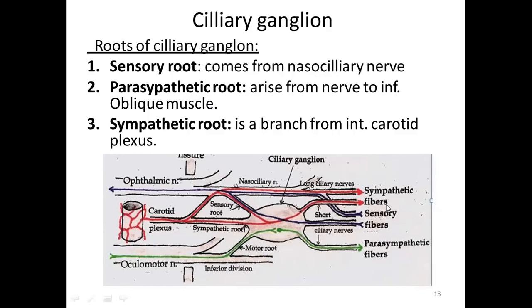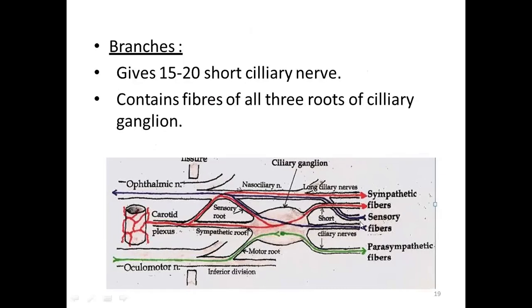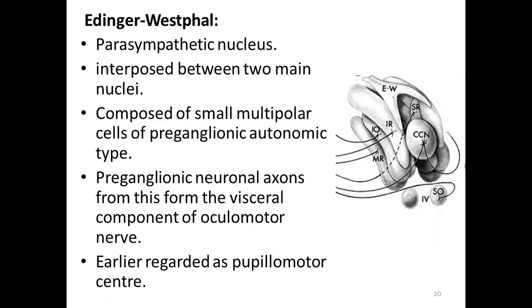the parasympathetic fibers, the ciliary nerves, the sympathetic fibers, and sensory fibers can be located. Giving 15 to 20 short ciliary nerves, which contain fibers of all 3 roots of the ciliary ganglion.